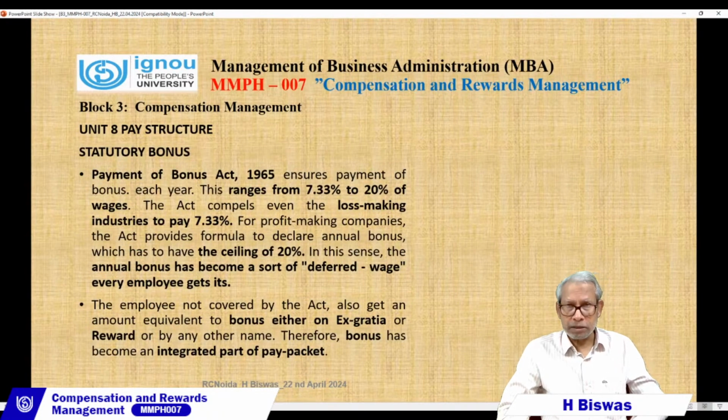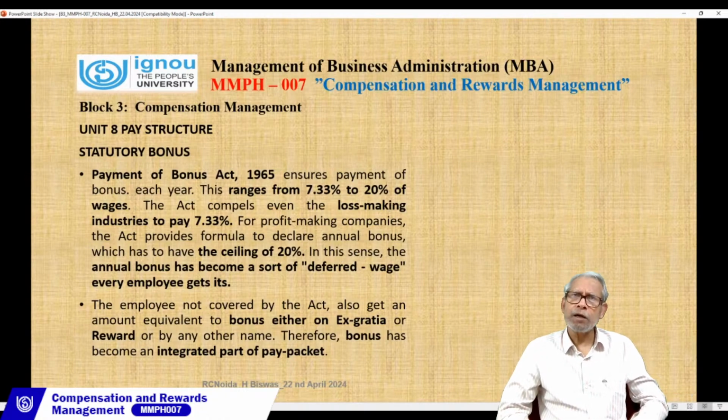Now, payment of bonus is one of the important issues of bonus. The Payment of Bonus Act 1965 ensures that the bonus should be paid every year. The range is from 7.33% to 20% maximum. Minimum is 7.33%. Sometimes it is enhanced, and the minimum is 8.33%. But when it was established in 1965, the minimum bonus should be at least 7.33%.